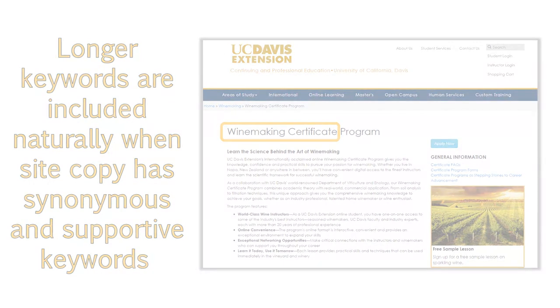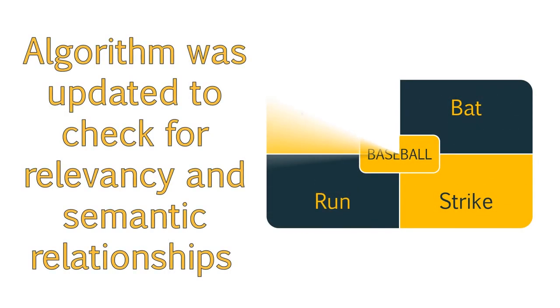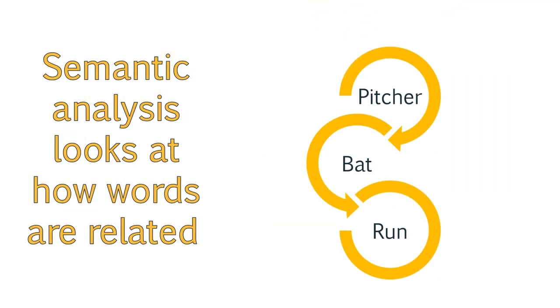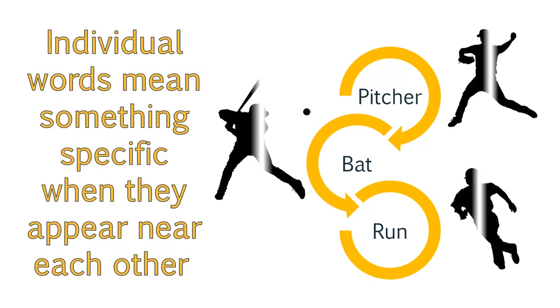winemaking and certification. In order to help determine the theme of a page and the relationship between words, Google improved their algorithm to check for relevancy and semantic relationships. This created more of a holistic approach to SEO and content optimization. Semantic analysis basically looks at how words are related and what the relationship between two words may be. For example, a site about baseball should contain words like pitcher, bat, and run.